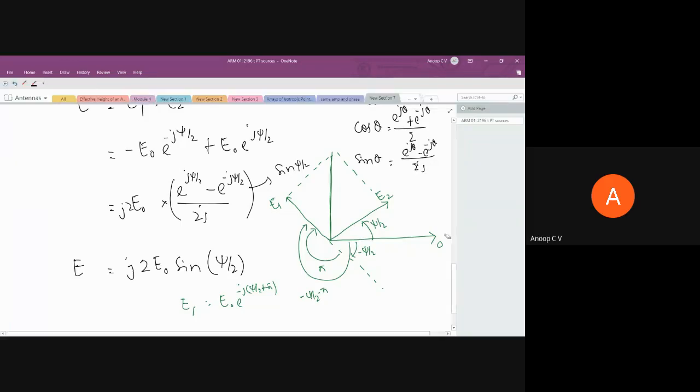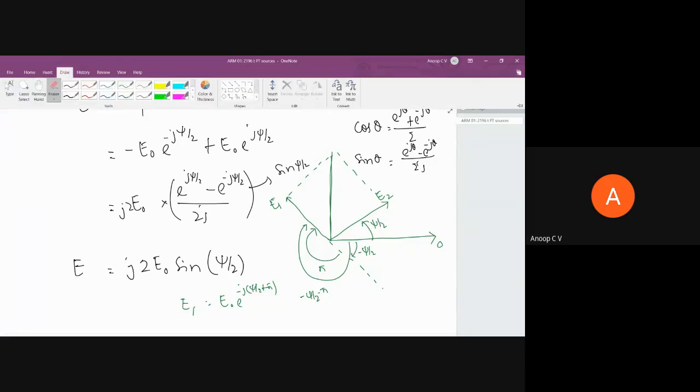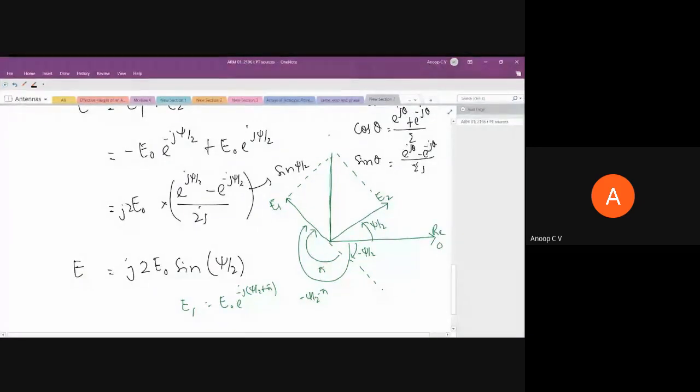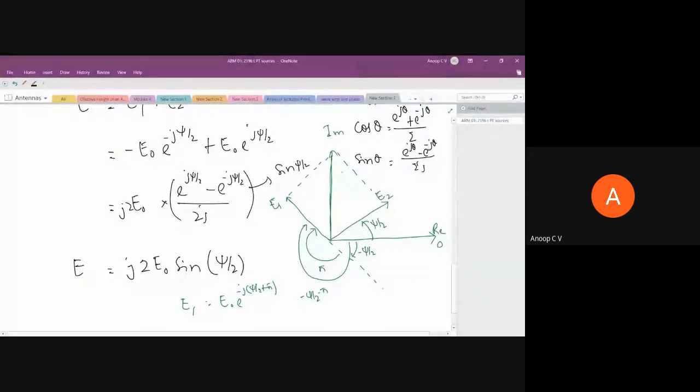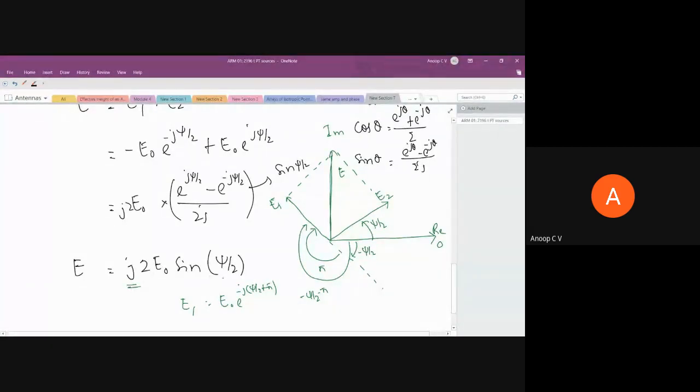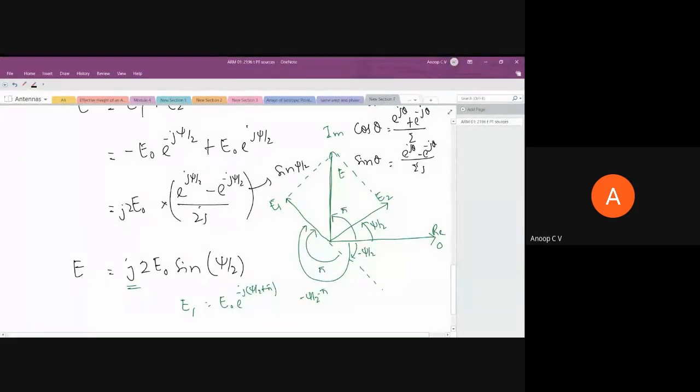So this is the real axis. Oh, sorry, I should take a pen. Okay, so this is the real axis, and this is supposed to be the imaginary axis. And the resultant E is purely imaginary. That is why there is this j times 2 E naught sine psi by 2. This j signifies the resultant is purely imaginary. Or in other words, purely imaginary means the phase shift with respect to the reference will be pi by 2.